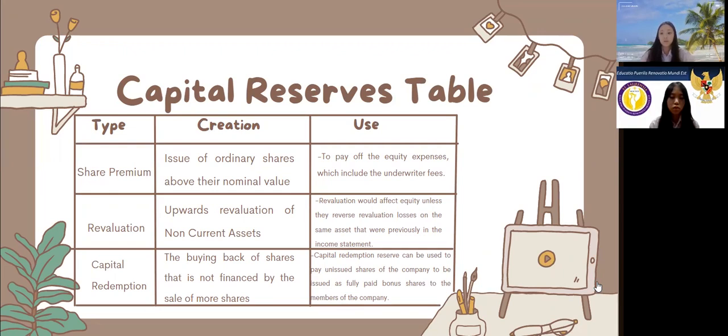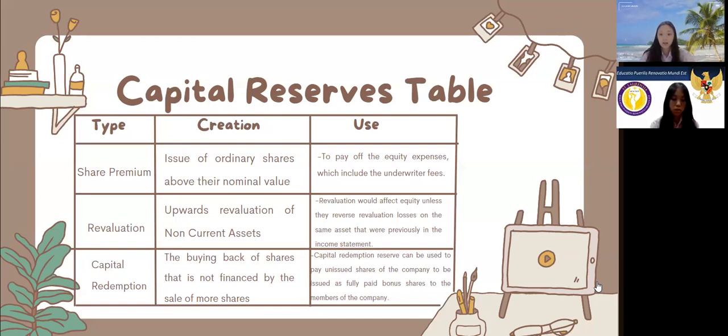Share premium use also is to allow a private company to utilize the share premium account and transfer this reserve to the profit and loss reserve. The second type is revaluation, which is created by the upward revaluation of non-current assets. The use is when a company creates a line item on its balance sheet for the purpose of maintaining a reserve account tied to a certain asset.